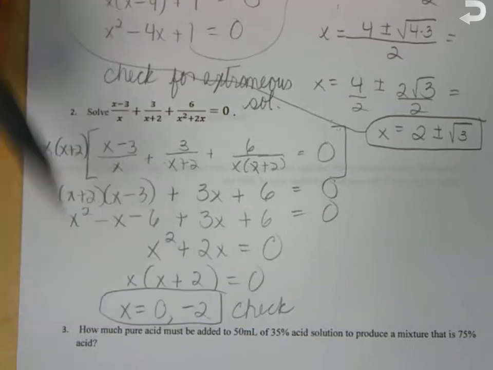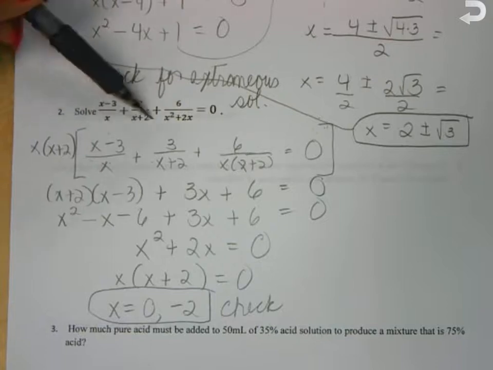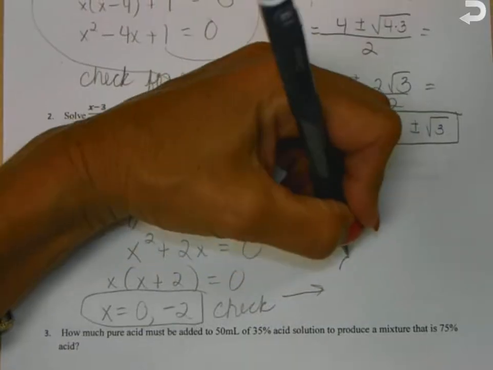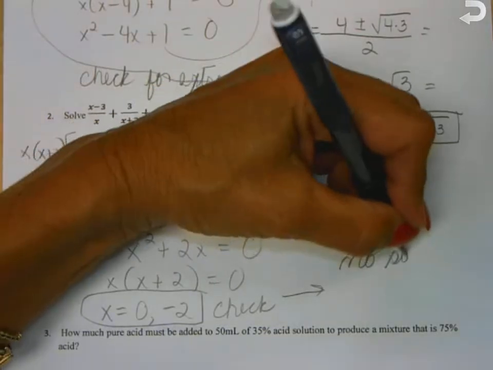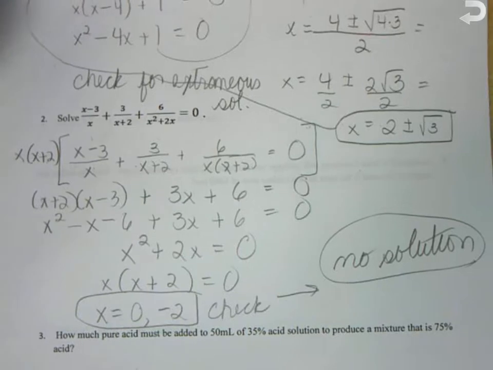So although these two solutions appear to be answers to my equation, neither one of them actually can be used in the original equation. They make me have division by 0 in really all three of these fractions. So my actual answer is there is no solution to this equation.